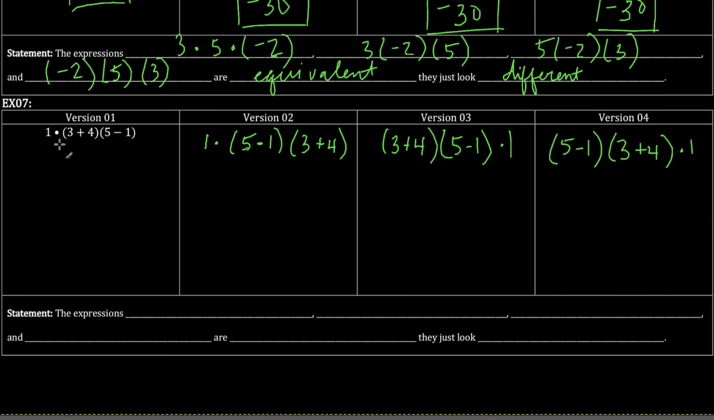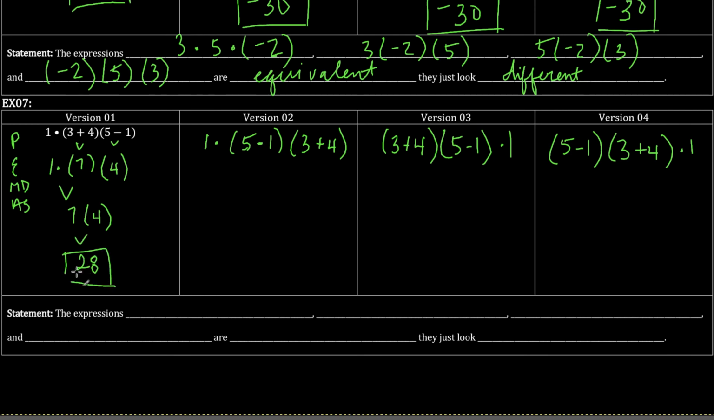So PEMDAS. Always do PEMDAS. So I need to do inside of parentheses first. So 7. But I'm going to do these ones next. So I might as well do it right here. And 5 minus 1 is 4. 1 times 7 is 7. 7 times 4 is 28. 28. Let's hope I did that right. I will notice right away.